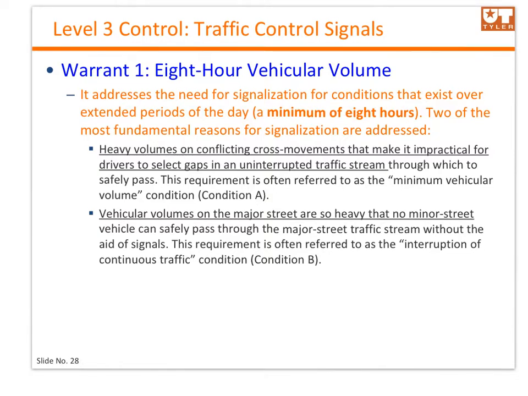Condition B under warrant 1 has to do with the vehicular volume on the major street being so heavy that no minor street vehicle can safely pass through the major street traffic stream without the aid of signals. This requirement is typically referred to as the interruption of continuous traffic.